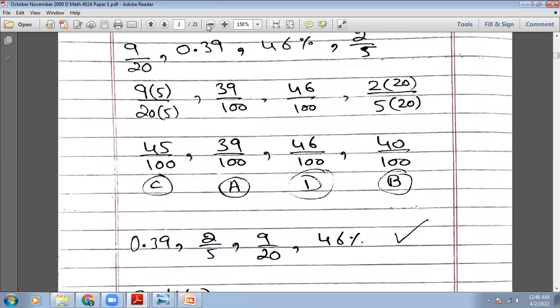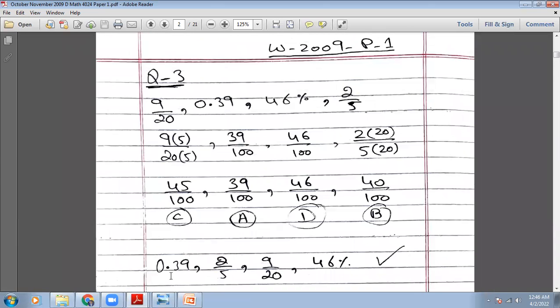So in the answer, I will write the original values. The smallest one will be 0.39, and then you will have 2 by 5, then 9 by 20, and then 46%.